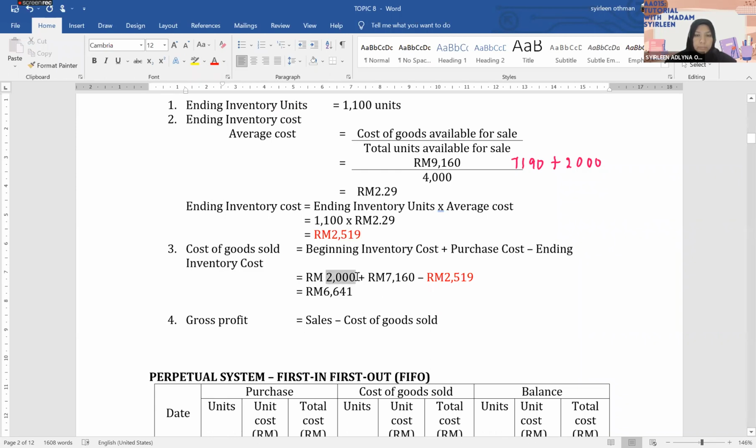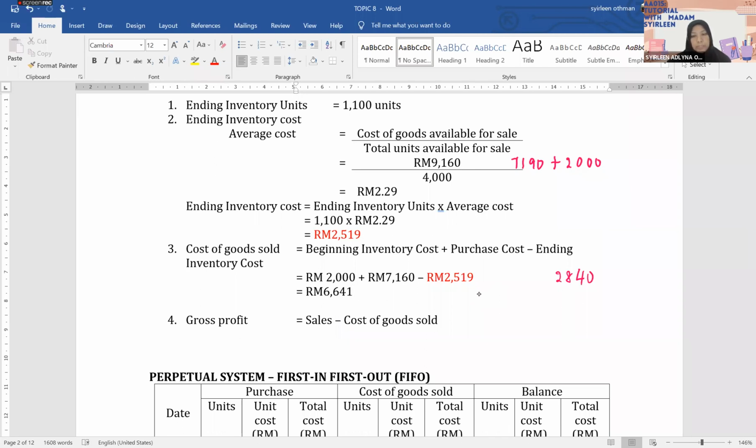Sebab 2,000 ni is your beginning inventory, alright? And then 7,160 is your purchase cost, and then kita akan minus the one that you calculated here, 2,519. Kita akan dapat 6,641. Kalau kita guna FIFO tadi, your ending inventory cost dekat sini is 2,840, slightly higher. Alright, so kalau you tengok dia punya COGS tadi ialah 6,320.